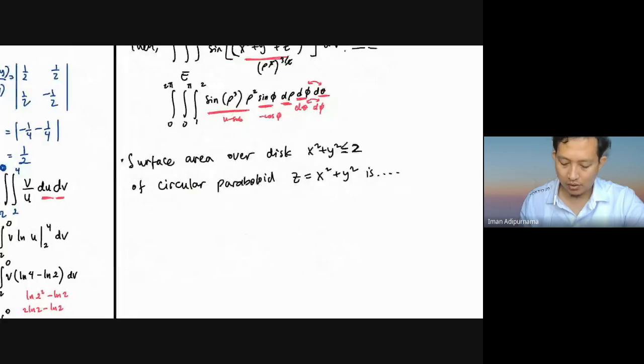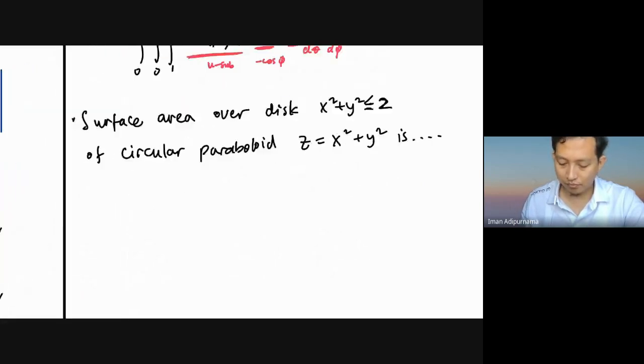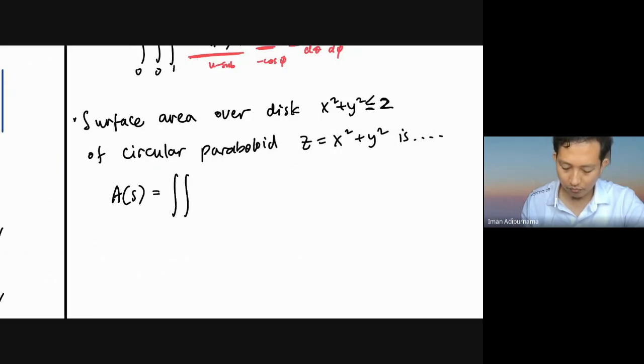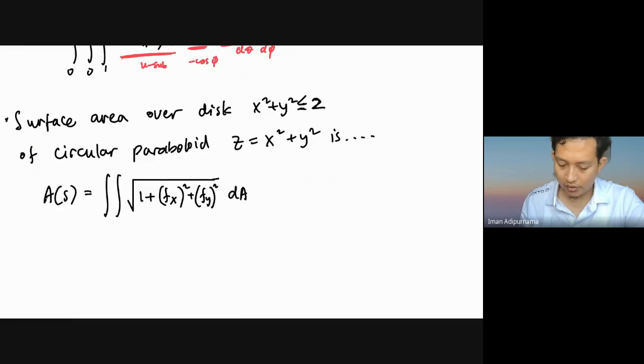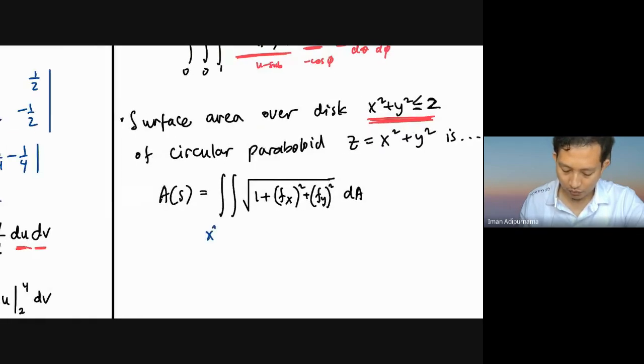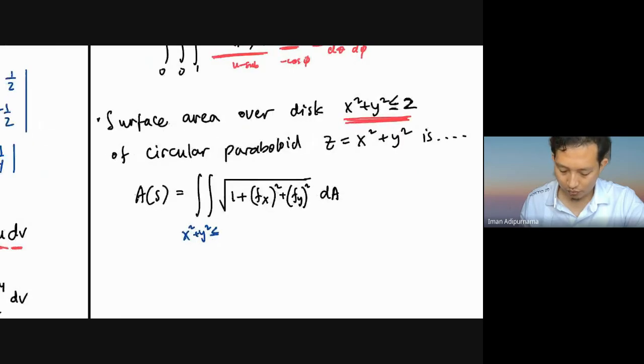Okay. The other one here, the surface area. Remember, I will give you the general equation. The surface area will be the integral of the square root of 1 plus partial x squared plus partial y squared, dA. And the region is x squared plus y squared less than or equal to the given value.